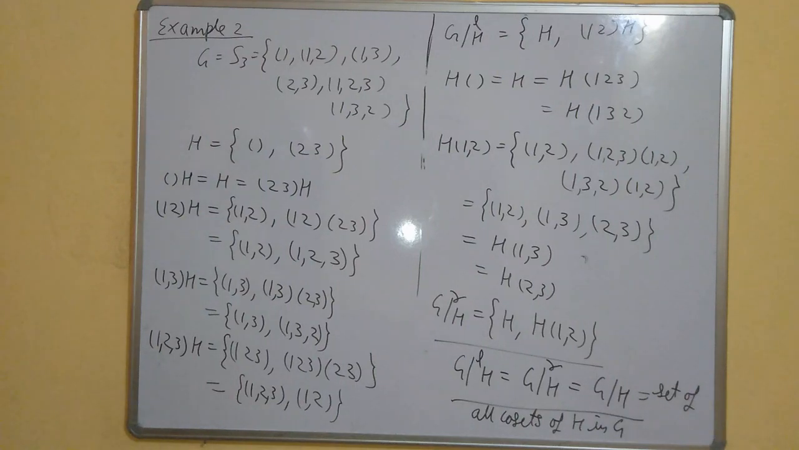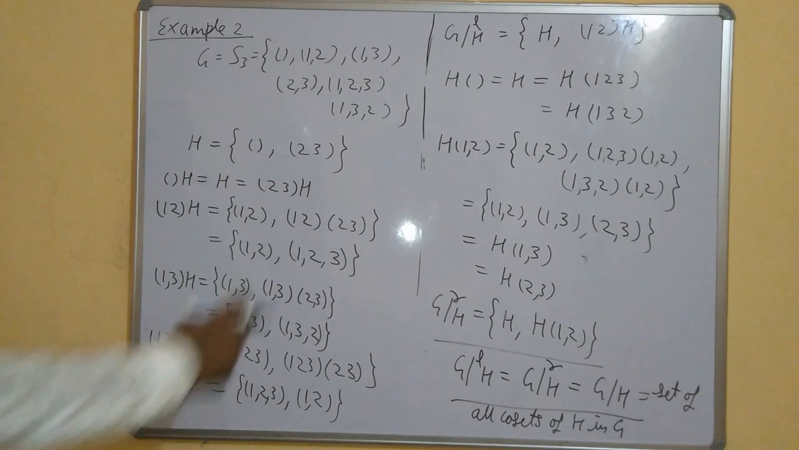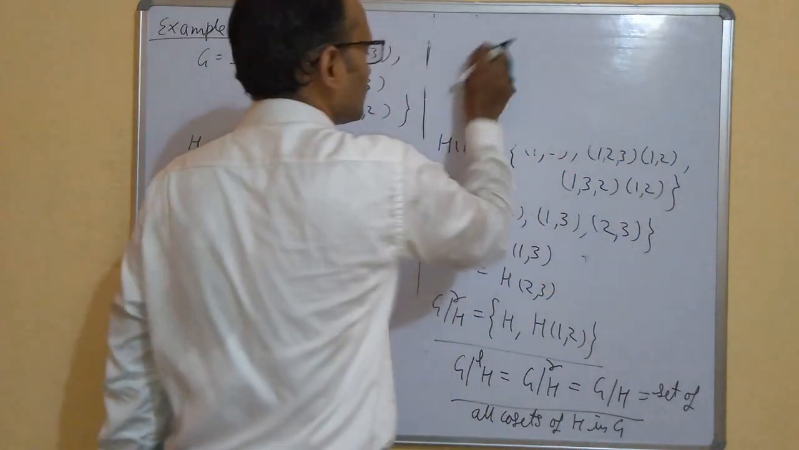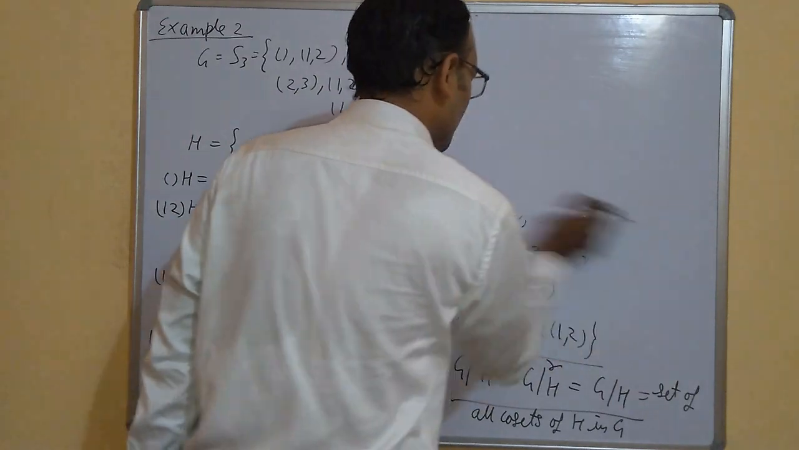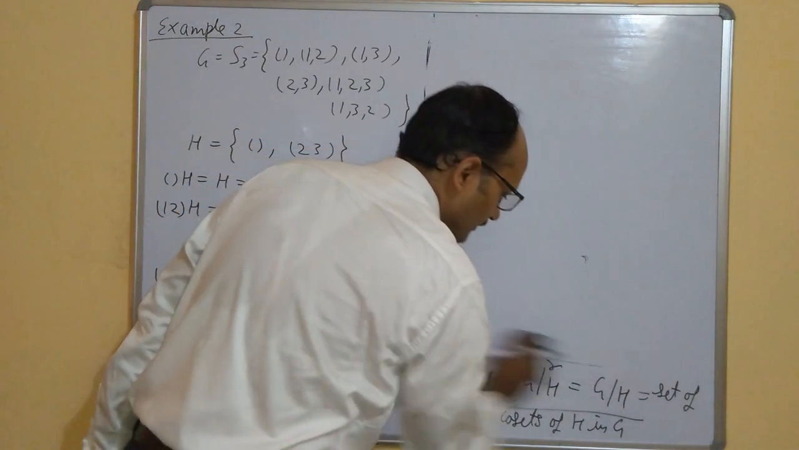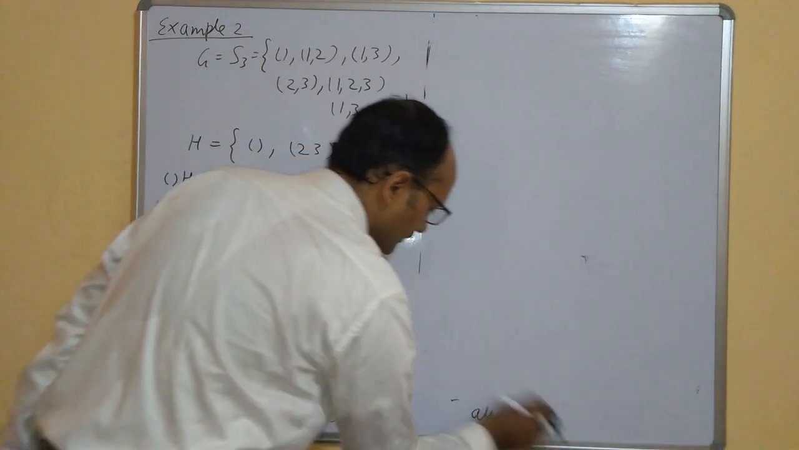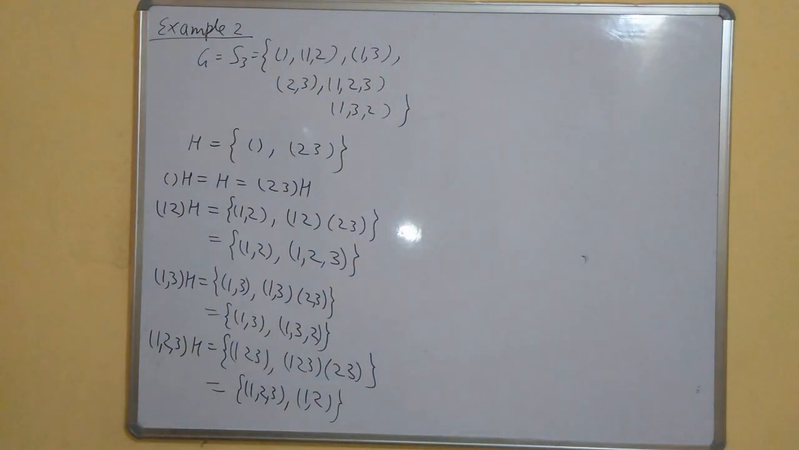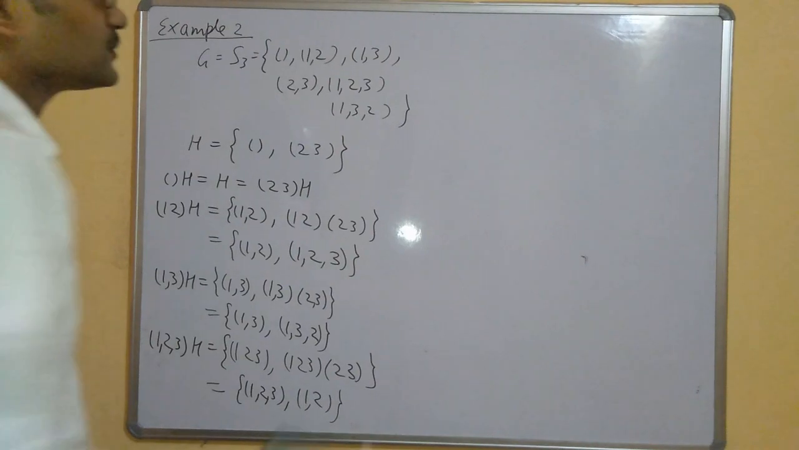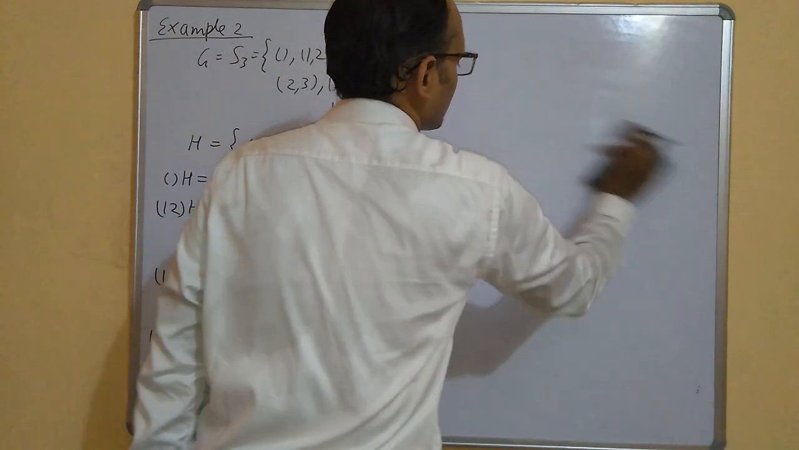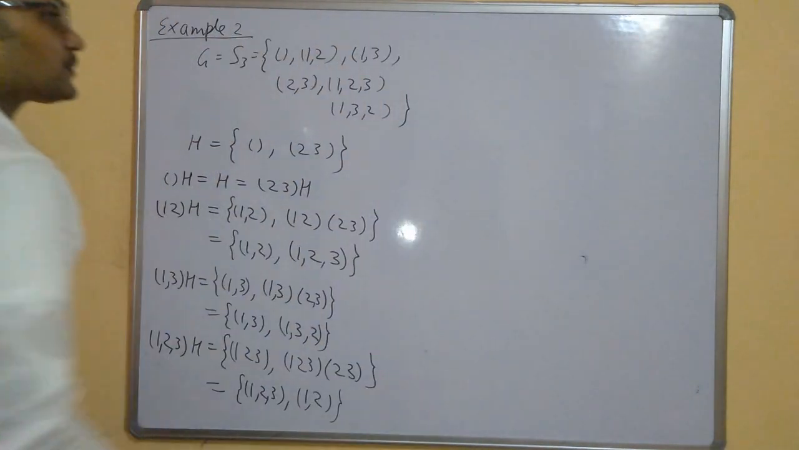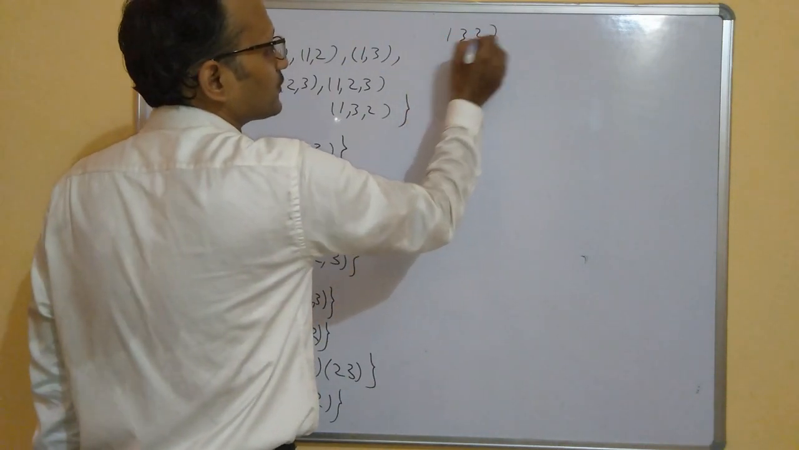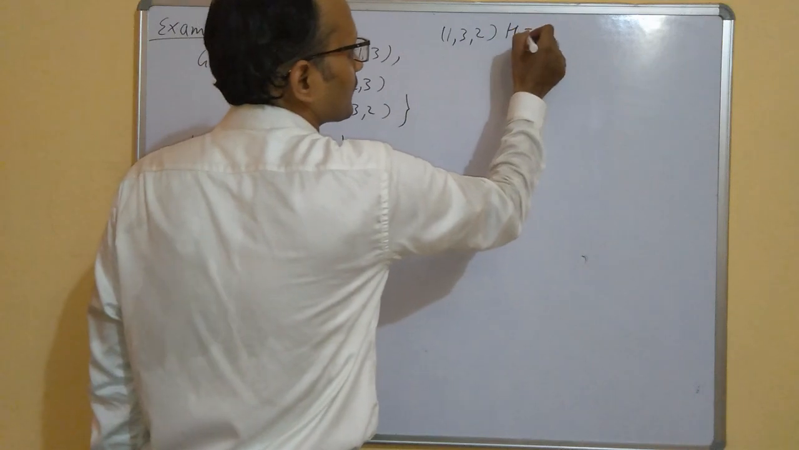And one more element, (1 2 3), and now (1 3 2). Let us see what will happen with (1 3 2). So (1 3 2) into H.